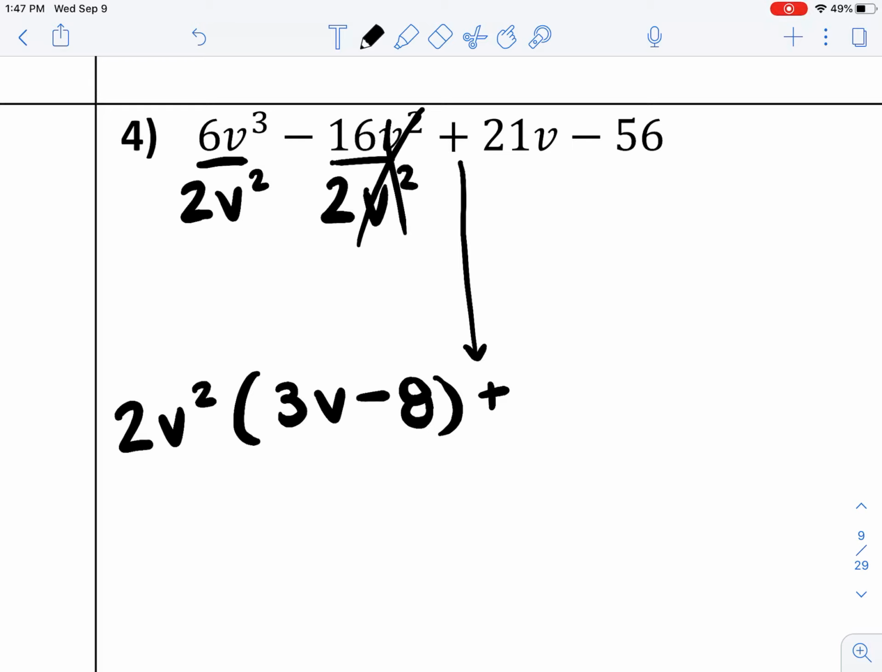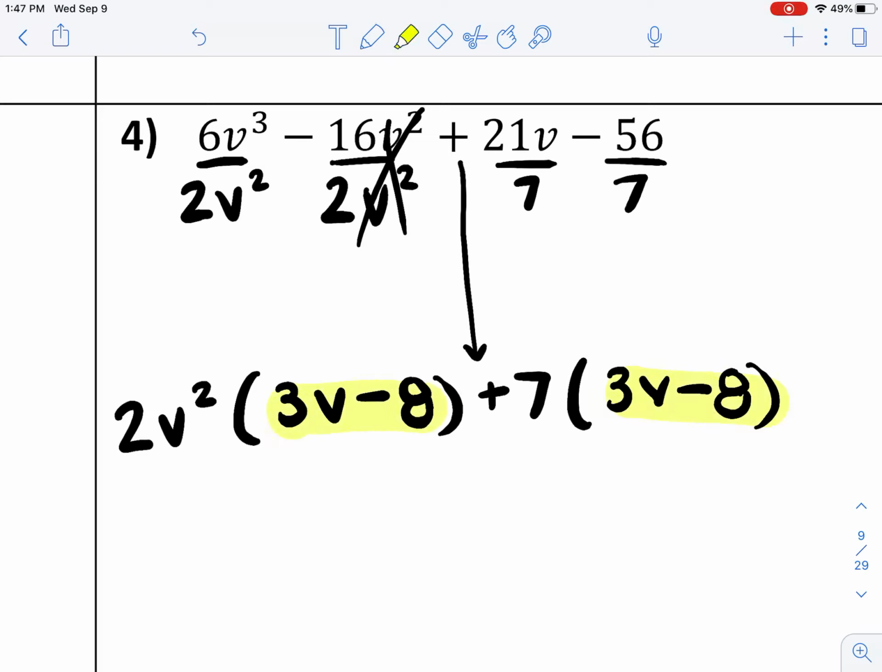21v minus 56. The GCF of 21 and 56 is going to be 7. Biggest number that goes into both of these is 7. Your GCF this time cannot have a variable because the 56 does not have a variable. So it's just 7. When I divide by 7, 21v divided by 7 is 3v. 56 divided by 7 is 8, so it's minus 8.